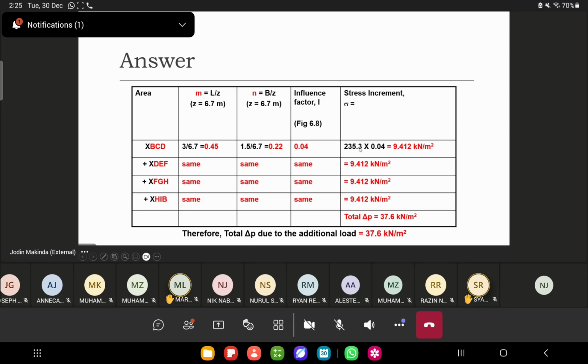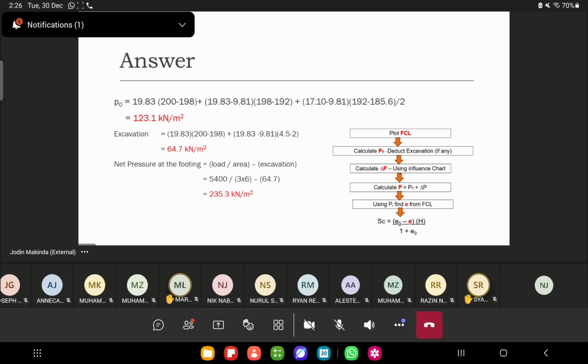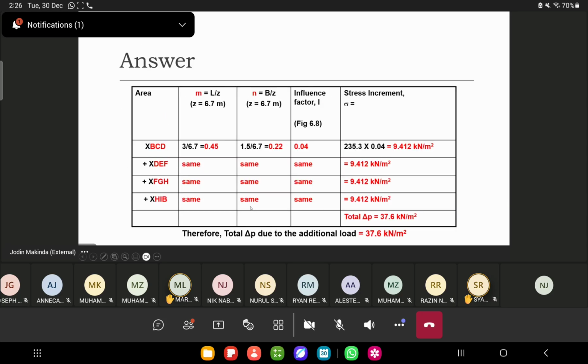Therefore, the stress increment due to one square is 235.3. Where does the 235 come from? This one comes from here, 235, the net pressure. So the net pressure 235.3 times the influence factor gives, for square number 1, 9.4. For square number 2, same, 9.4. Square number 3, same, 9.4. Square number 4, same, 9.4. So the total stress increment is 37.6.